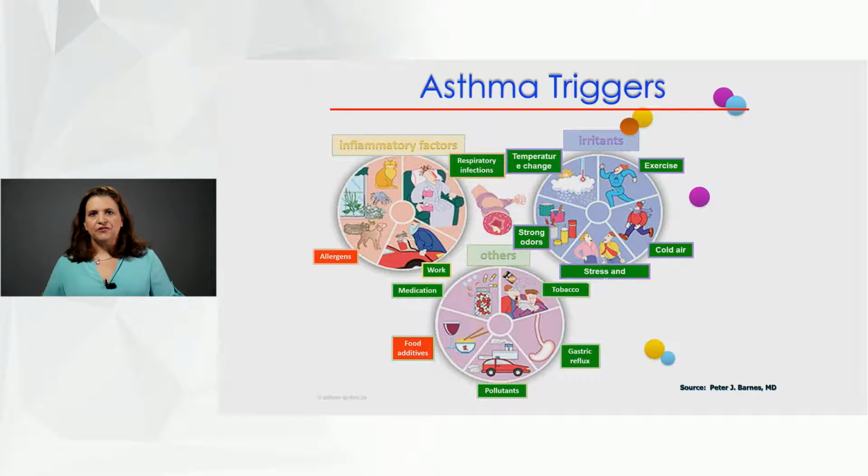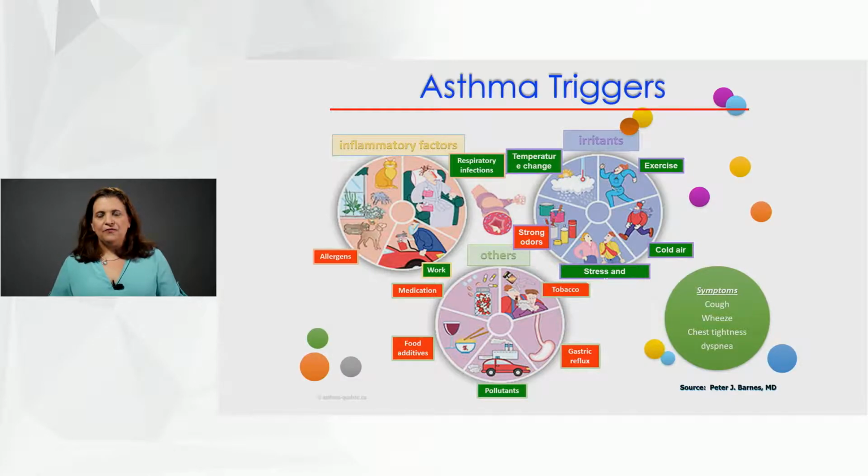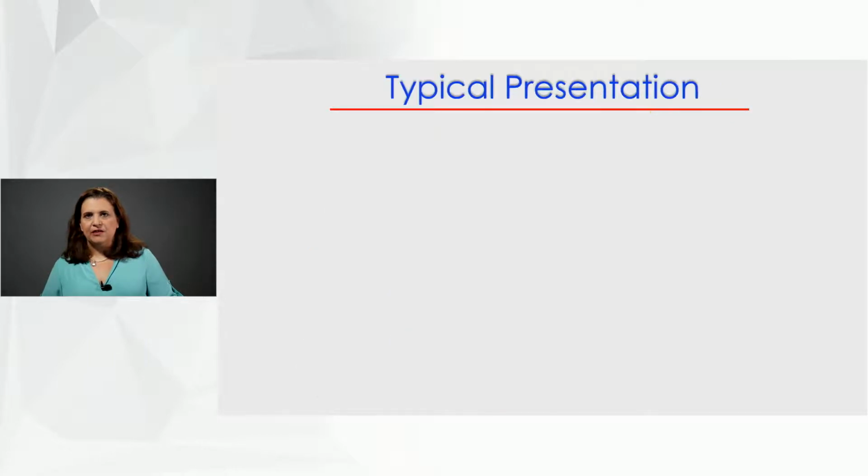Some of these triggers we can counsel patients on avoidance. Things such as allergens, certain medications, food additives, and tobacco exposure and strong odors. Others we can treat, like gastroesophageal reflux. All of these triggers cause symptoms such as coughing, wheezing, chest tightness, and dyspnea.